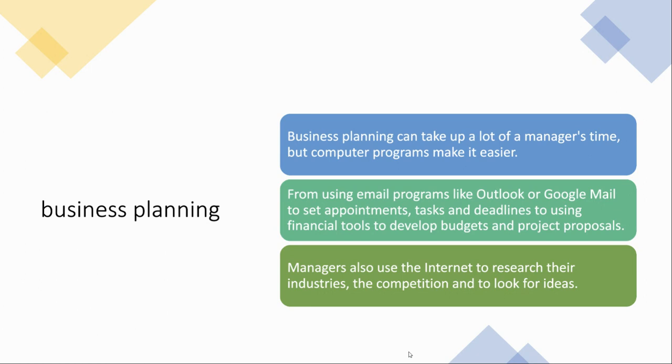Computers are also used for emailing programs like Outlook. I think every company uses only Outlook, not Google Mail, though some companies use Google Mail for appointment purposes. Most companies use Outlook for scheduling meetings. In later slides, let's see about Zoom or Microsoft Teams, the two things most IT companies use for communication. Managers also use the internet to research companies before investing in them. So for business planning, computers play a major role.